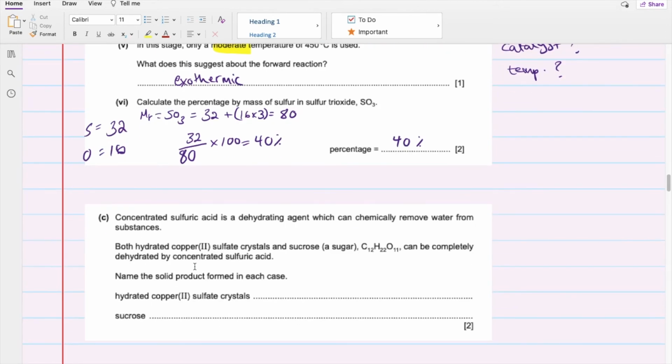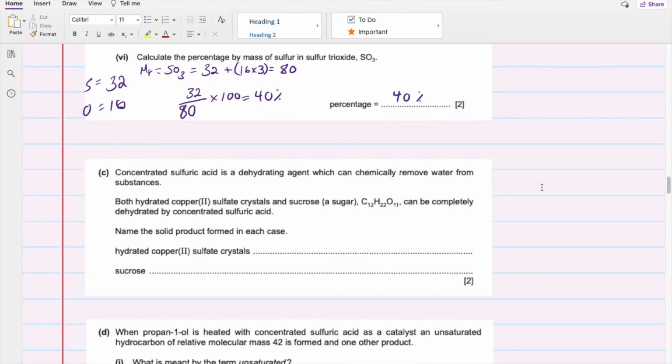Okay, concentrated sulfuric acid is a dehydrating agent, which means it removes water. So, dehydration. The terms aren't too difficult to understand here. It can chemically remove water from substances. Both hydrated copper(II) sulfate crystals, which have water, and sucrose, which is a sugar, can be completely dehydrated by concentrated sulfuric acid. Name the solid product formed in each case.